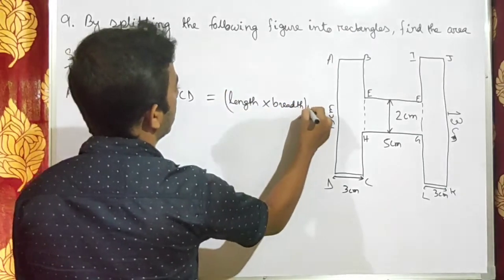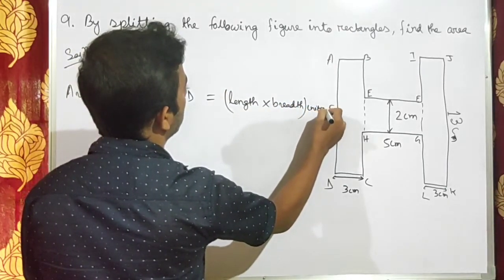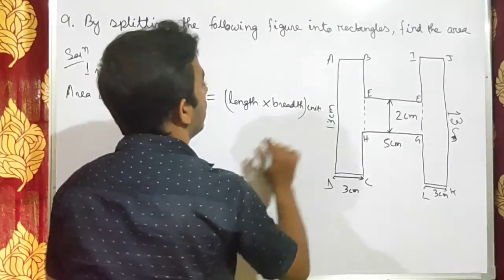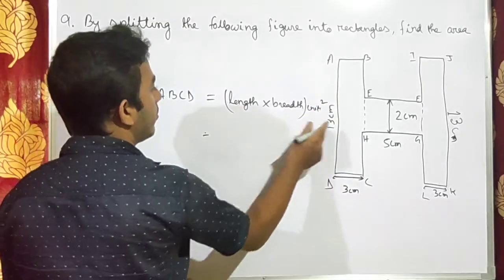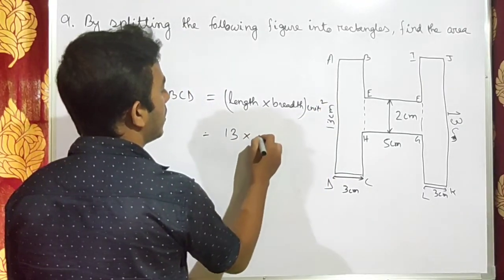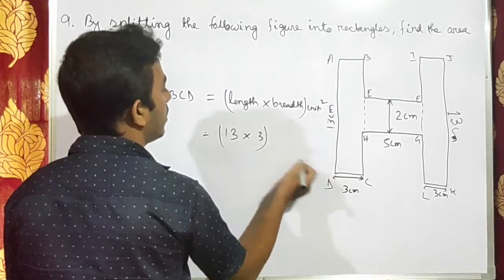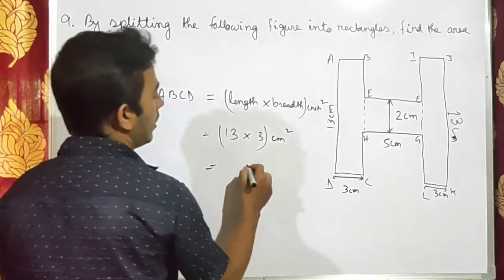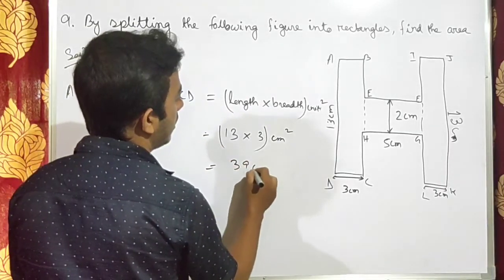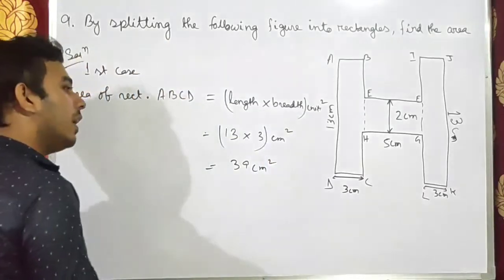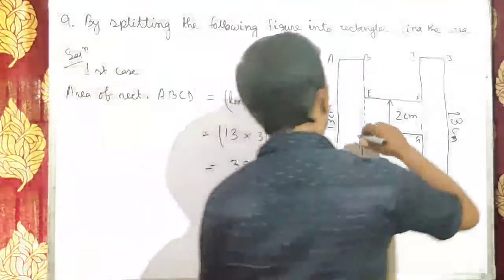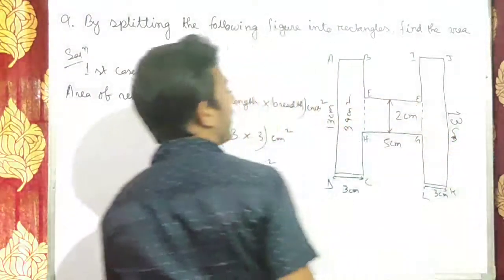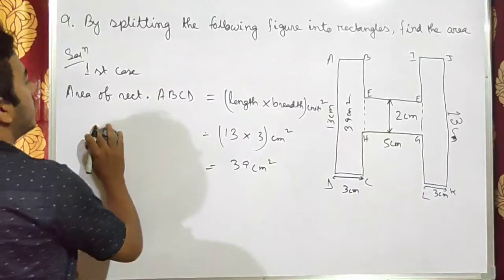Then unit, centimeter square. So here length is how much? 13 and breadth is what? 3. Yes. Then unit is centimeter square. Now 13 into 3 is how much? 39, isn't it? 39 centimeter square. Clear? Okay. So let us write it here. Its area is 39 centimeter square. Clear? Okay. Now second case.